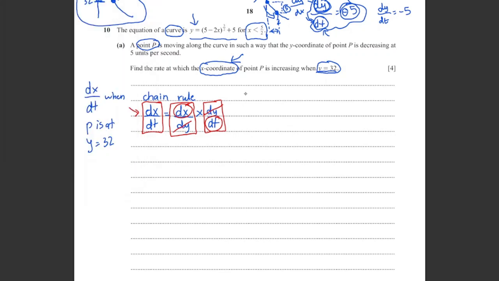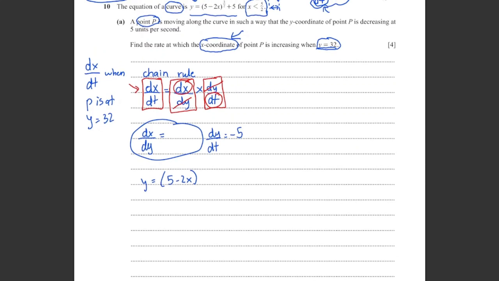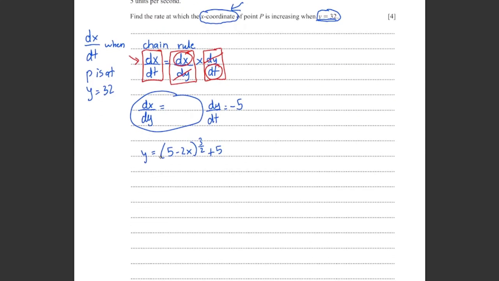Now, how do I do that? Well, I already know what my dx over dy is. No, actually, I don't know that. That's what I'm trying to find. I do know what my dy over dt is. That's what they told me. They told me that it's negative 5. So I do need to find out whatever this thing is going to be. And how do I do that? Well, I make use of this equation. I have an equation, y equals 5 minus 2x, and this is going to be 3 by 2 plus 5. So what I'm trying to do over here is I'm not trying to find dy by dx. Instead, I'm trying to find dx by dy.